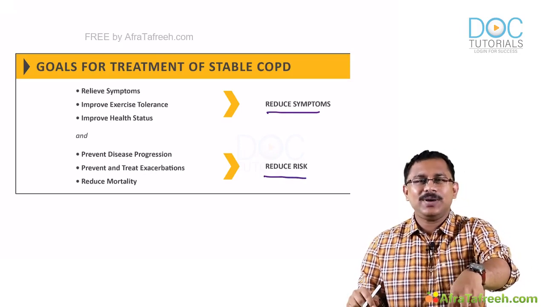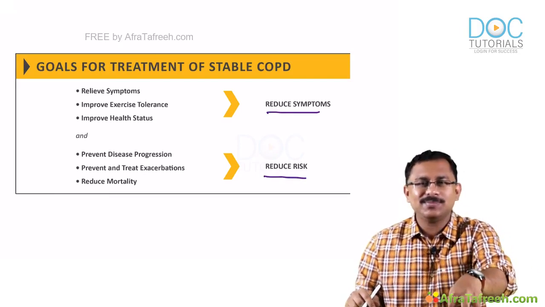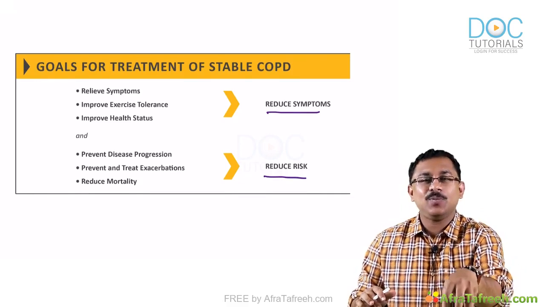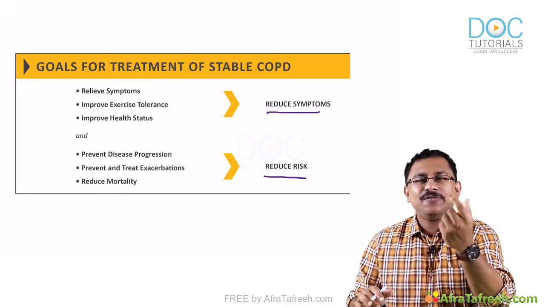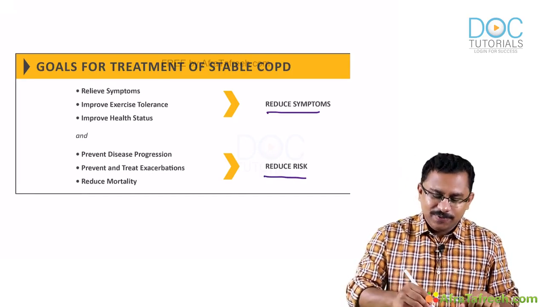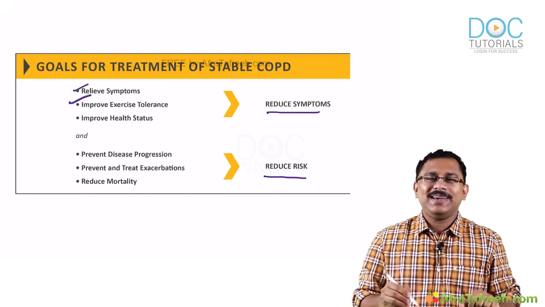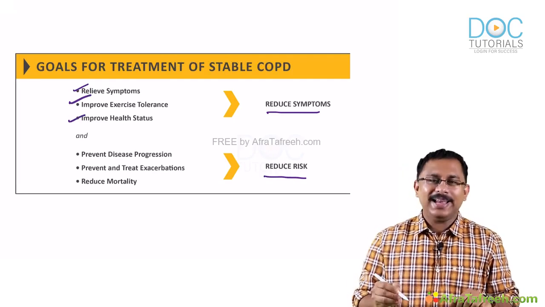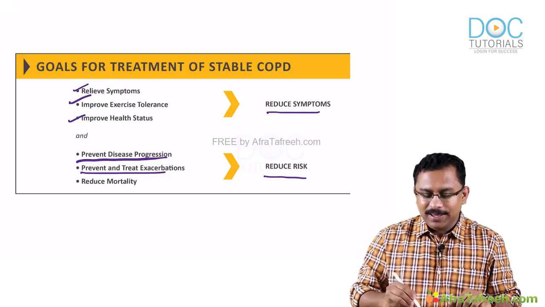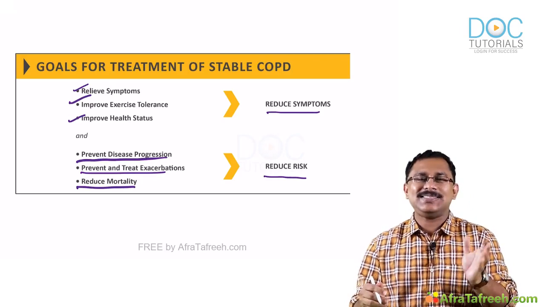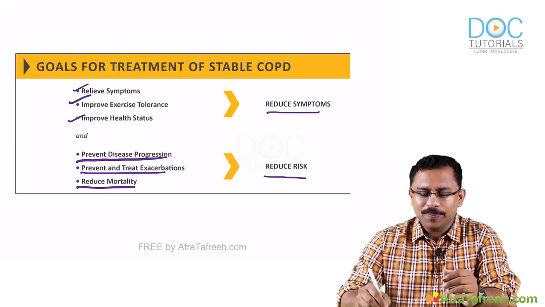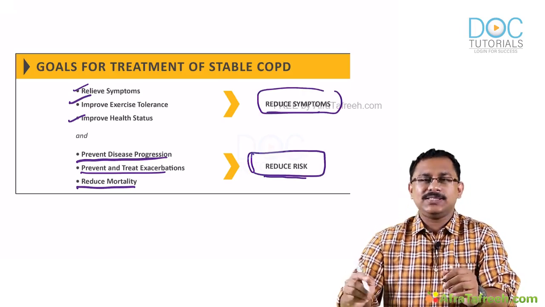Because the patient, when he comes to you, will be having some symptoms. Your job as a physician is to treat the symptoms, and at the same time to make sure that he does not develop further exacerbations. To reduce the symptoms, you have got to relieve the symptoms, improve the exercise tolerance, and improve the health status. And to reduce the risk, you have got to prevent the disease progression, prevent and treat the exacerbations, and try to reduce the mortality. So these are the two important goals of treatment of COPD.